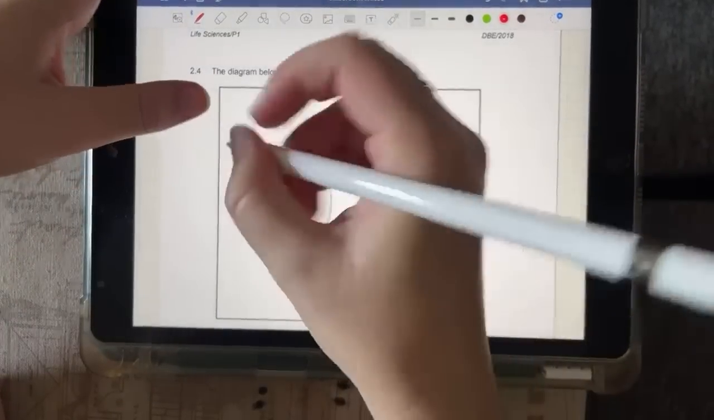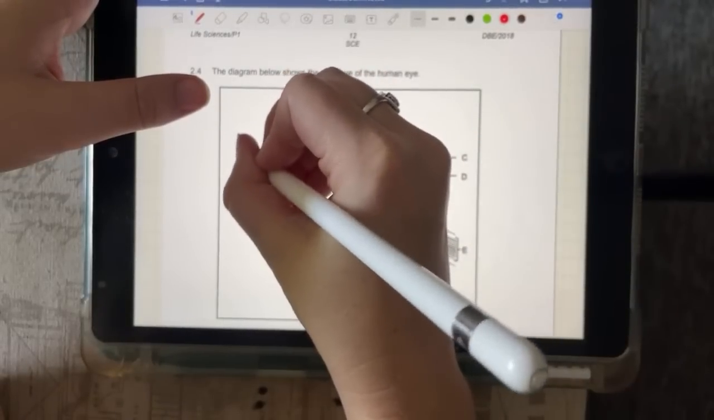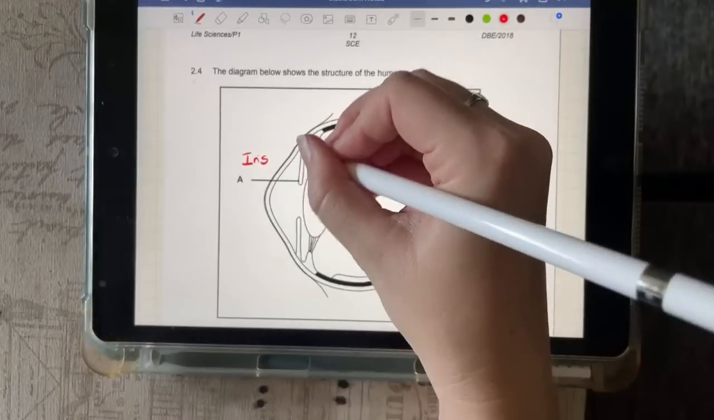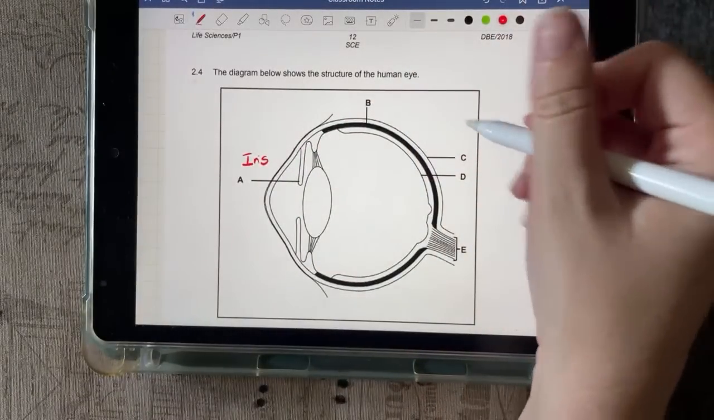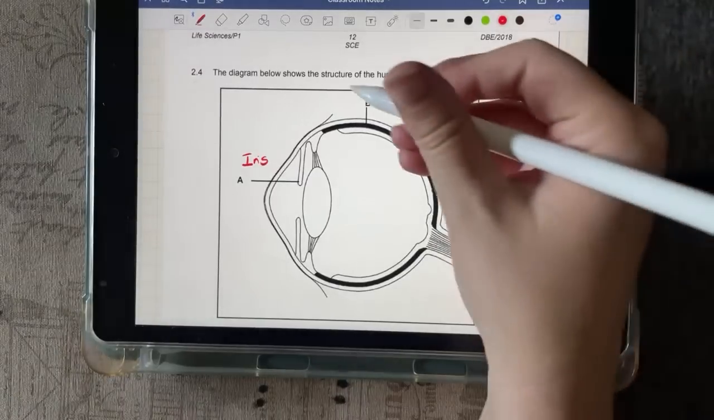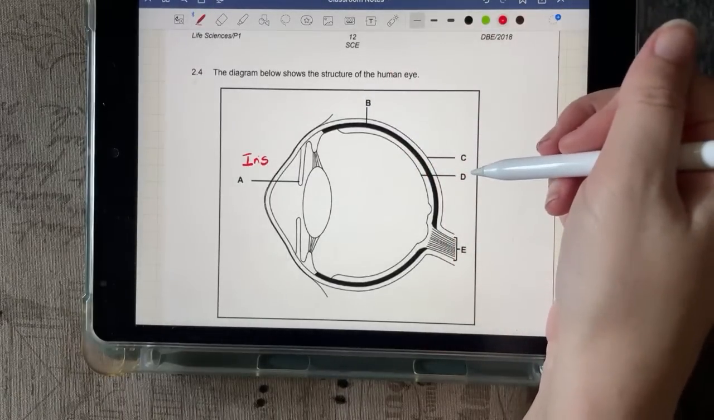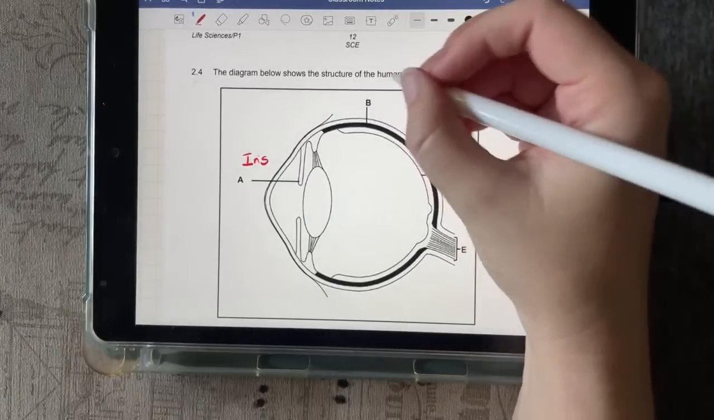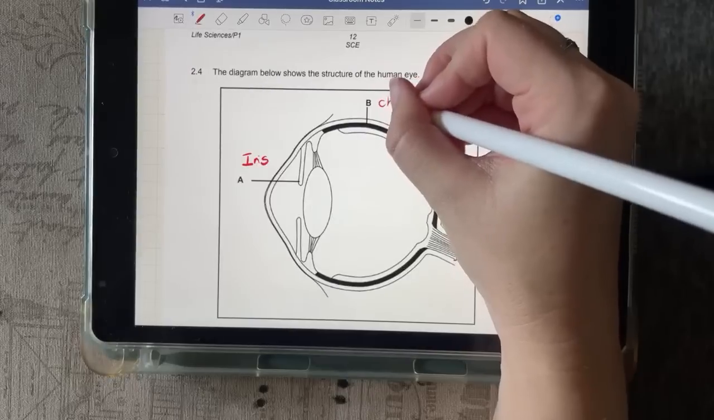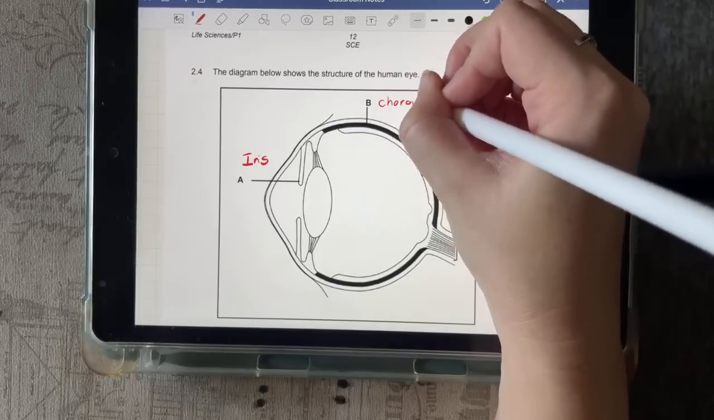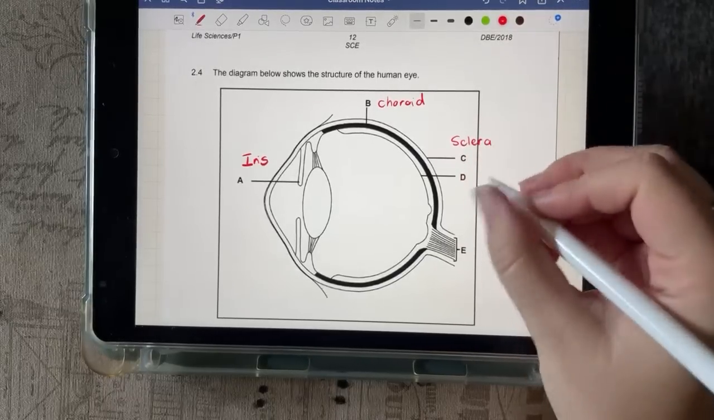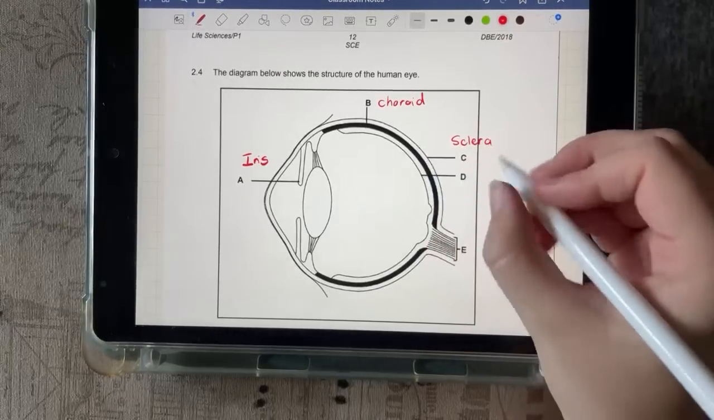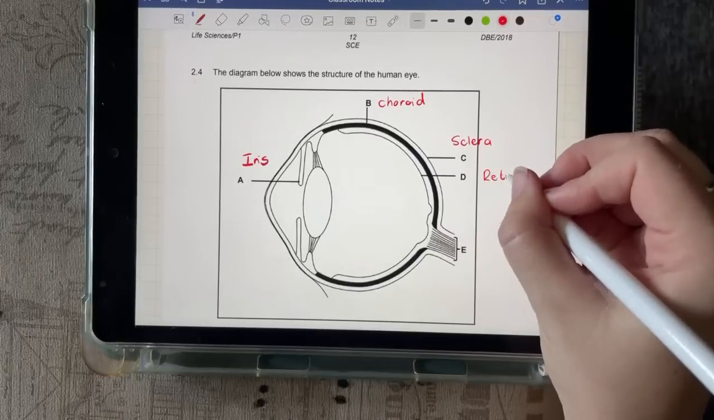So A is pointing to the iris. I know that because this is the opening over here where the pupil would be in the center. And then we've got B, C, and D, and those are the three layers of the eye. I'm going to start with the middle one, which is the choroid. We've got C, which would be the sclera, because it's the outside label. And then on the inside, D, this would be the retina.